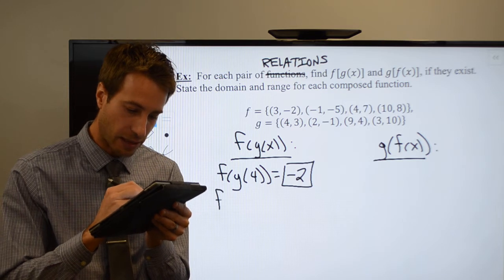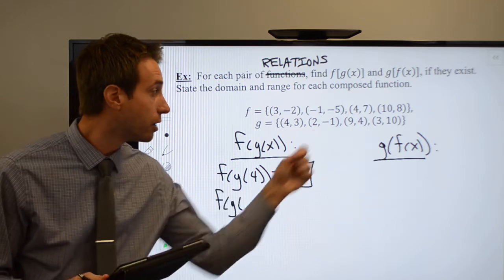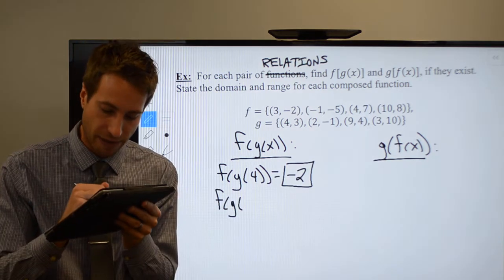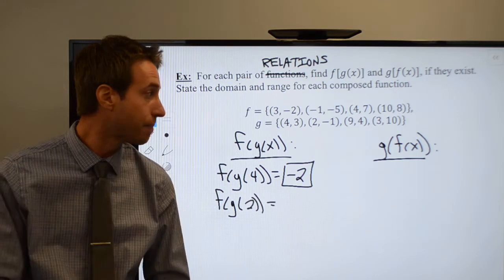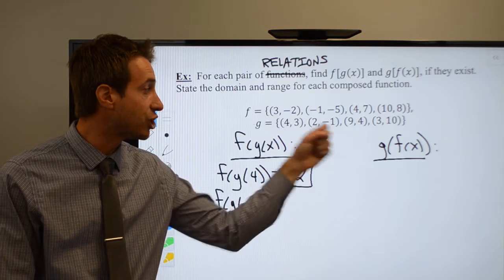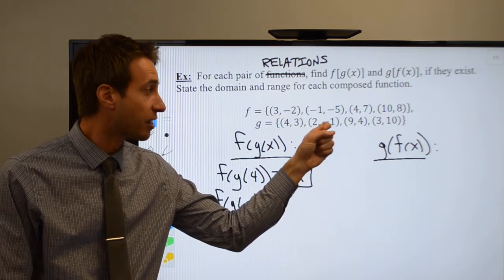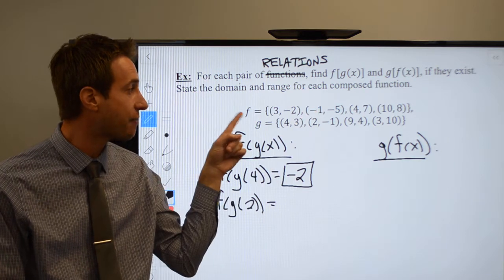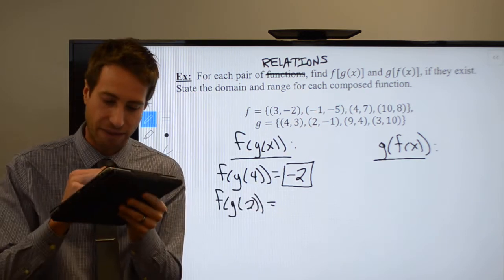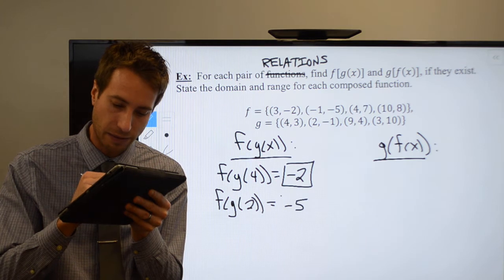The next one is going to be f of g of 2, because that's my next domain value. I'm just working my way systematically through these so I don't forget any. I plug a 2 into g. G gives me back a negative 1. Let's take that negative 1 and plug it into f. There it is right there. I plug a negative 1 into f, and f gives me back a negative 5.